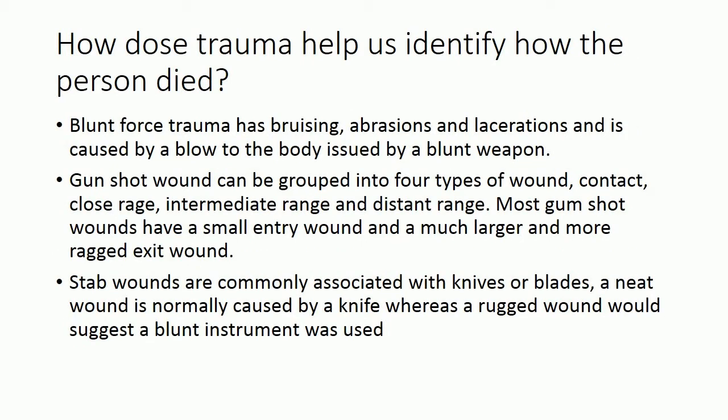How does trauma help us identify how the person died? Blunt force trauma has bruising, abrasions and lacerations and is caused by a blow to the body issued by a blunt weapon. Gunshot wounds can be grouped into 4 types: contact, close range, intermediate range and distant range. Most gunshot wounds have a small entry wound and a much larger and more ragged exit wound. Stab wounds are commonly associated with knives or blades. A neat wound is normally caused by a knife, whereas a rugged wound would suggest a blunt instrument was used.